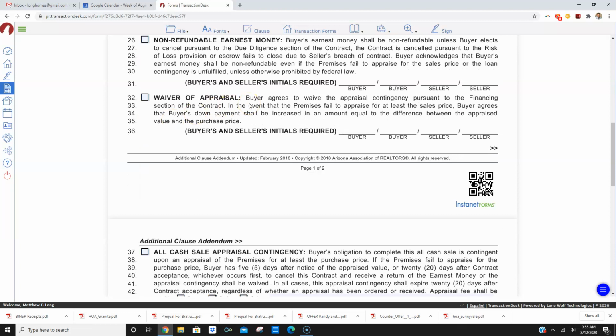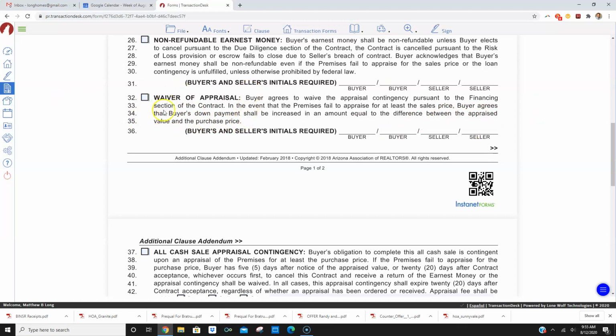Waiver of appraisal. This is another thing that a lot of buyers are wanting to do right now. I'll waive my appraisal. I'll pay over whatever. Not necessarily the greatest idea, but sometimes clients got to do what they got to do. So buyer agrees to waive the appraisal contingency pursuant to the financing section of the contract. In the event the premises fail to appraise for at least the sales price, buyer agrees that buyer's down payment shall be increased in an amount equal to the difference between the appraised value and the purchase price.